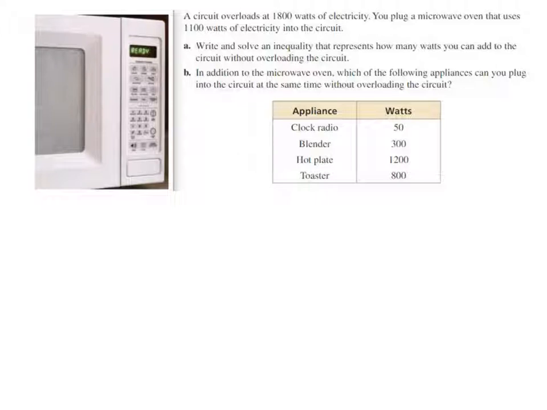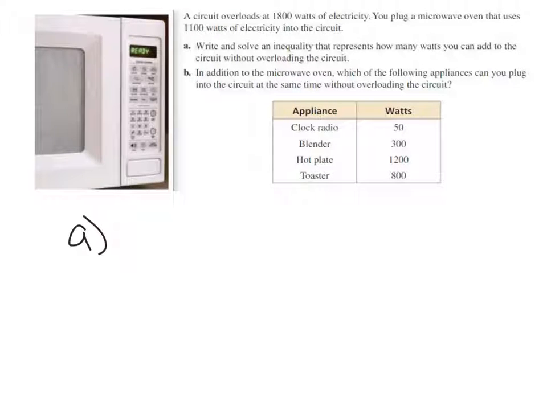This comes directly from your book. A circuit overloads at 1800 watts of electricity. You plug a microwave oven that uses 1100 watts of electricity into the circuit. Write and solve an inequality that represents how many watts you can add to the circuit without overloading the circuit. And I'm just going to deal with letter A right now. And so write an inequality. Here we go.